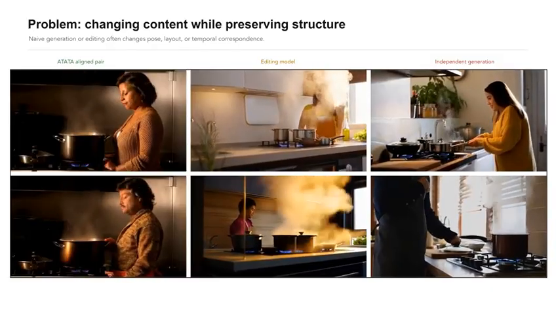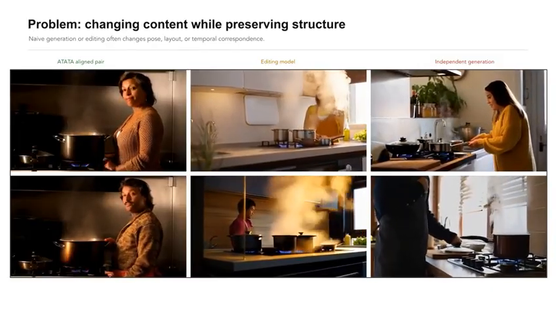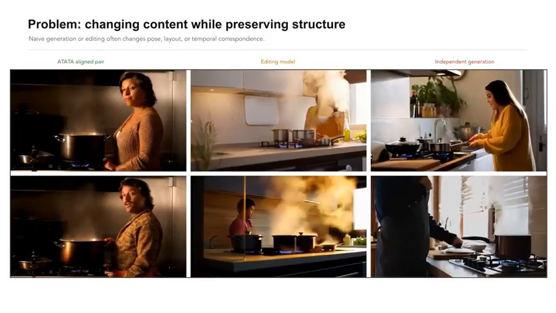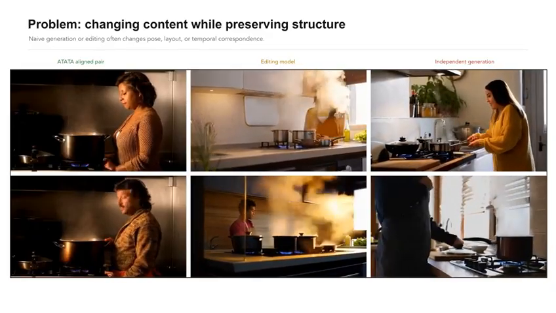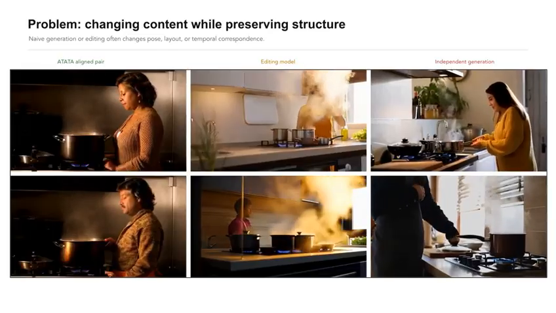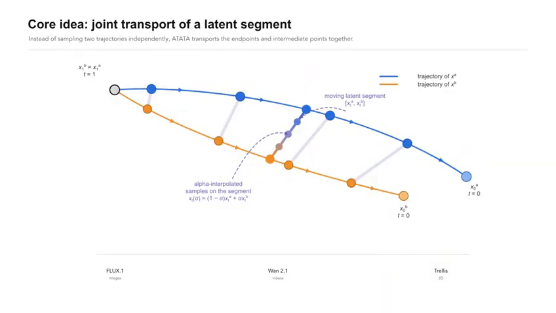A naive approach combining generative models with the subsequent application of editing models often leads either to minor insufficient changes or severe structural misalignment. ATATA treats aligned generation as joint transport. Instead of generating two samples independently, we treat the samples as endpoints of a latent segment and move both endpoints and the points between them through the velocity field of a rectified flow model.